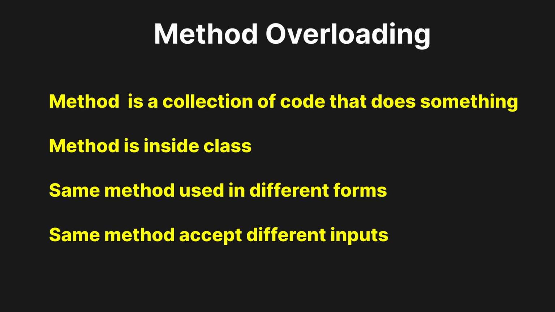If the same method is accepting different types of inputs and outputting different types of outputs, then we can say the method has been overloaded. So we can use the same method multiple times in multiple variations.